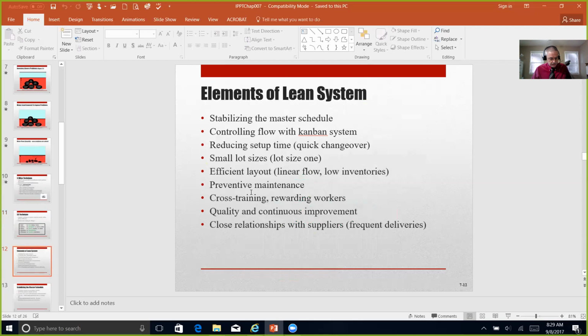And matching the supply to demand is typically illustrated by using this thing called takt time. And you see that in figure 7.3.